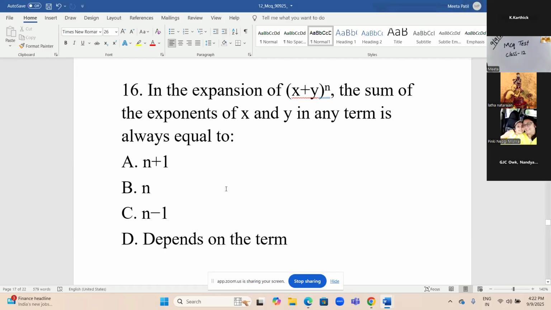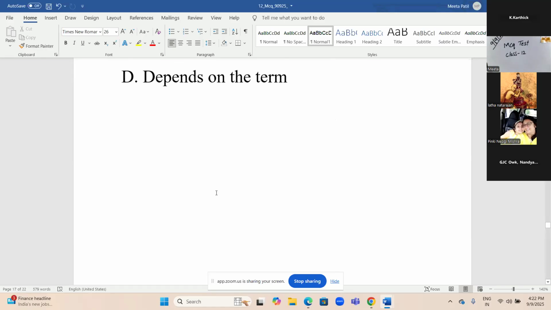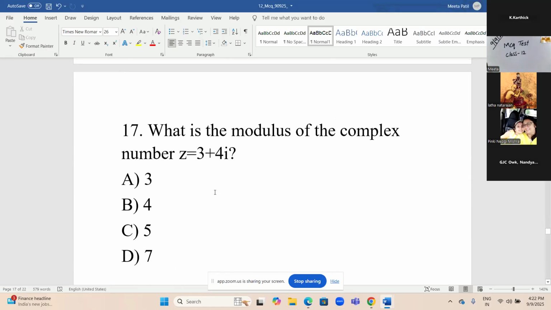Okay, students, so we are moving to the next question now. Your next question will be: what is the modulus of the complex number z = 3 + 4i? Here you have the options as option A 3, option B 4, option C 5, option D 7.